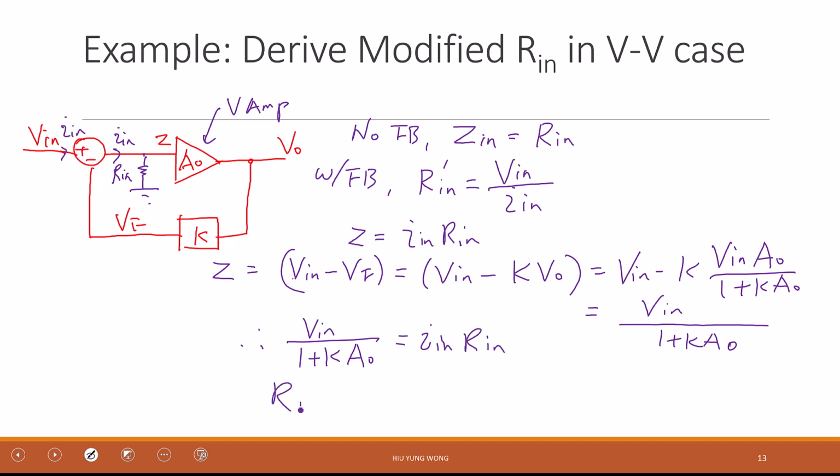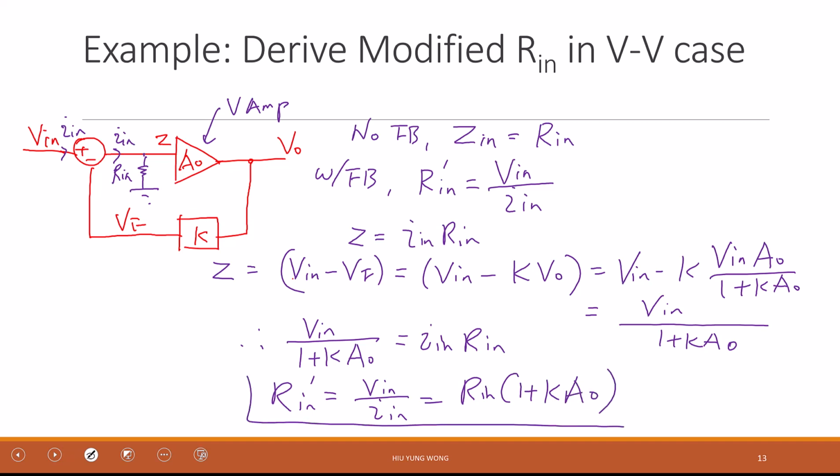So what is R in dash? It is equal to V in divided by I in, by definition, which equals R in times 1 plus KA0. So now the input impedance is increased by 1 plus KA0 times. Okay, so this is the proof.